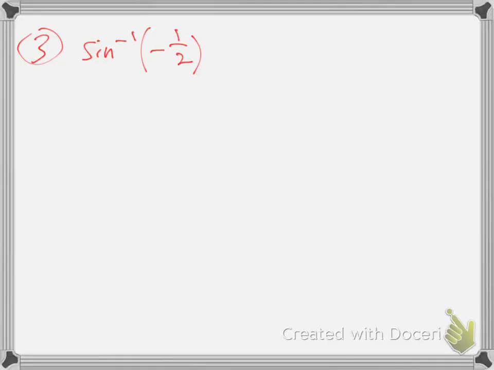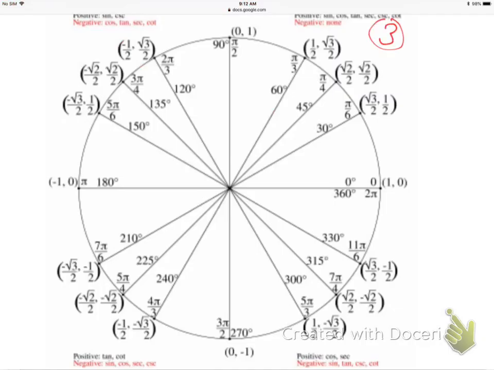So number 3, sine inverse of negative half. So I'll just write it up here. Sine inverse negative half. So you just look at the unit circle. Remember as you go around, remember the quadrants.